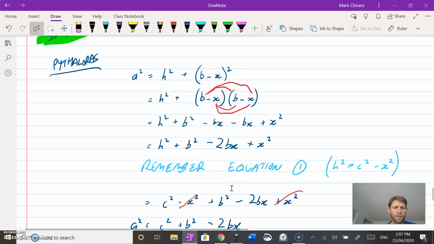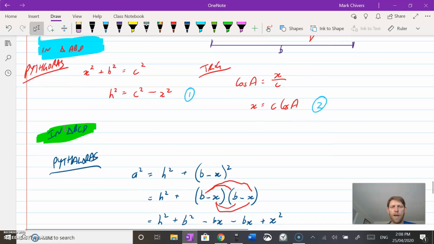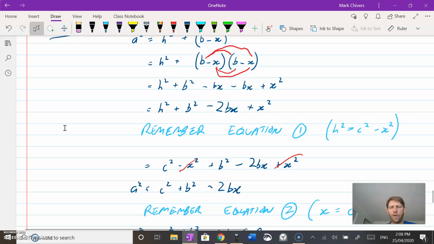Now, if that's a little bit foggy for you, that's fine. As I said at the start, this is not something that's compulsory. It's just for those of you that want to understand where these things come from, you can have a little bit of a look at that and understand. But in standard maths, we only really need to know how to apply it. That's the end.